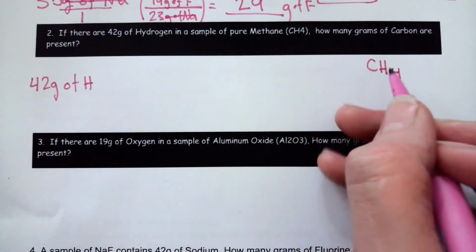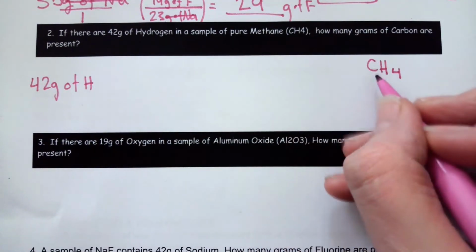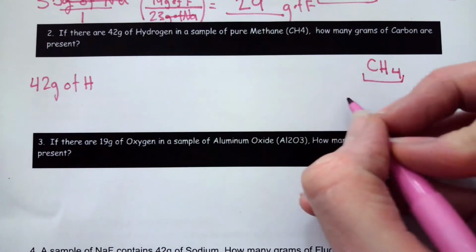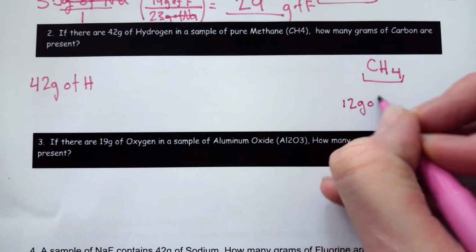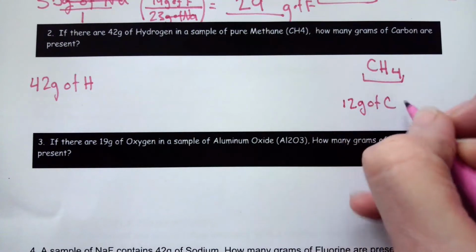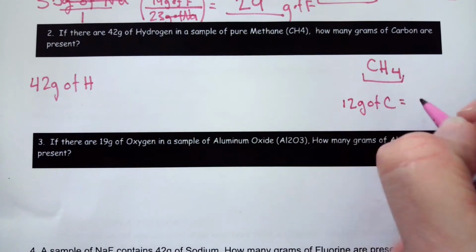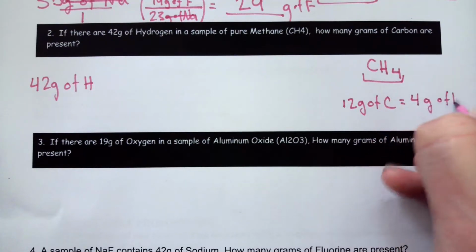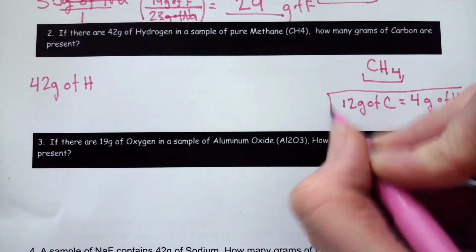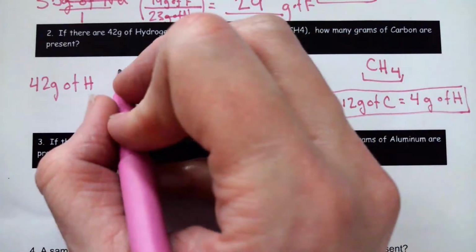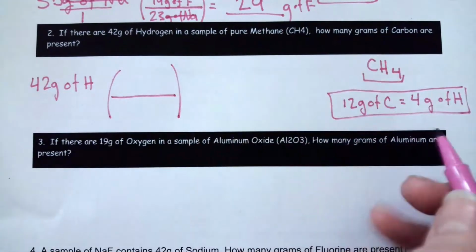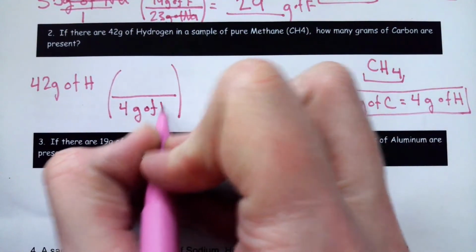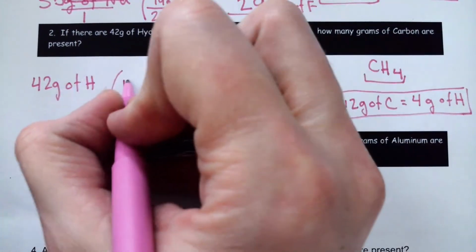So I want to know how much carbon if I know how much hydrogen I have. So we're going to use this formula to make an equality statement. If you find carbon on the periodic table, you'll see it's approximately 12 grams of carbon in one part of it. If you have 4 parts hydrogen, you'll take the 1 gram times 4 and get 4 grams of hydrogen. So here's my equality statement that I'm going to put into a conversion factor where I put hydrogen on the bottom. So 4 grams of hydrogen and 12 grams of carbon.